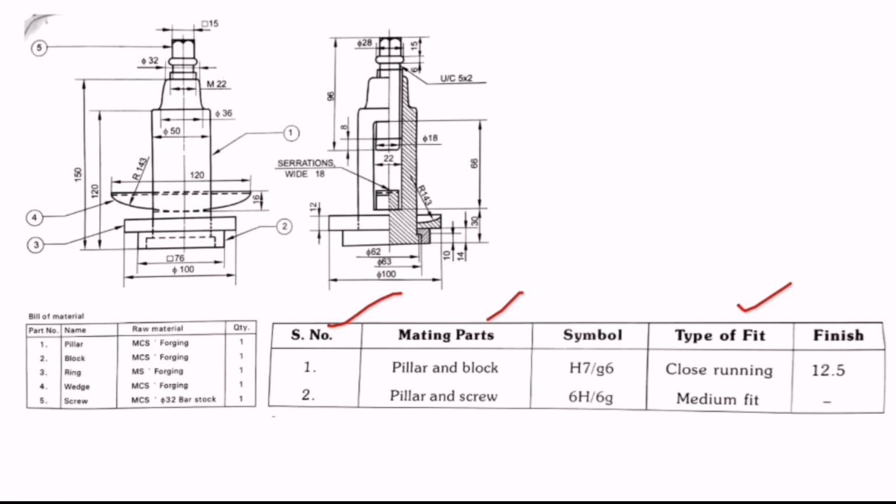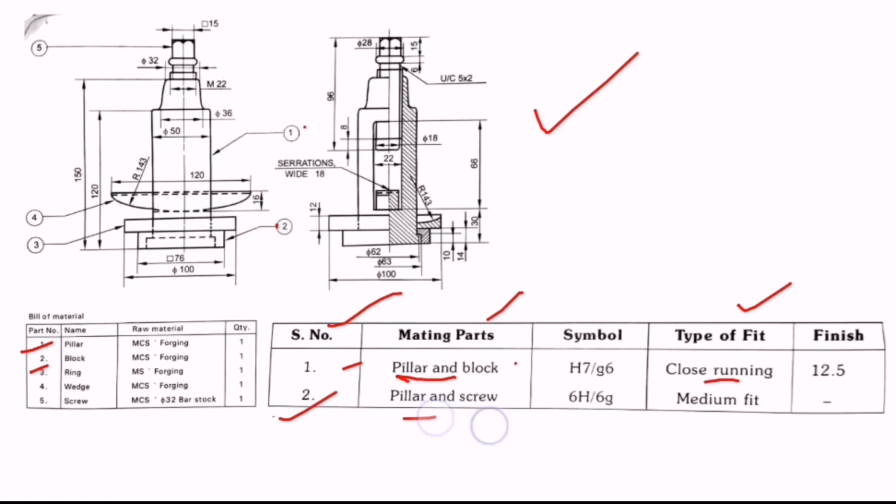So what are the mating parts in the lathe tool post? First one is pillar and block. Pillar is the first part and block is the second part. So first and second parts are mating together. That's why they are named mating parts. Its type of fit is close running fit.